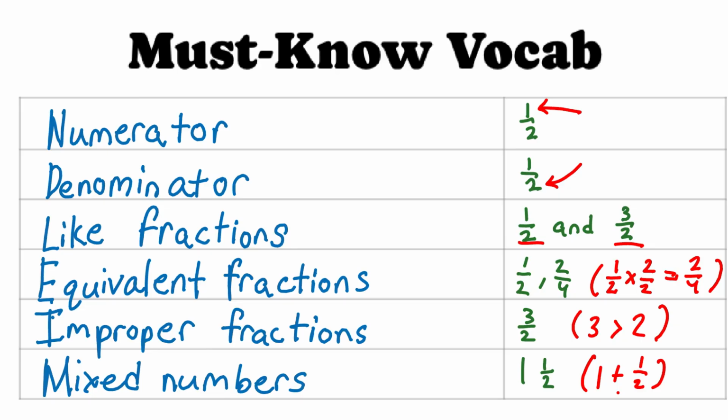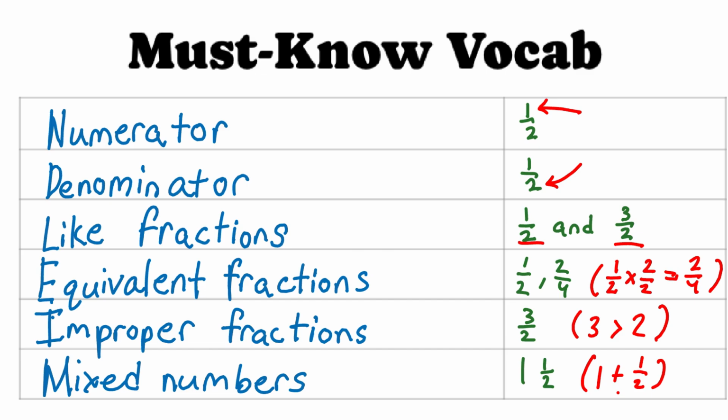Numerator and denominator. These are the top and bottom numbers of a fraction respectively. For 1/2, 1 would be the numerator while 2 would be the denominator. Like fractions. Like fractions are extremely important when we're talking about adding or subtracting fractions. Like fractions have the same bottom number or denominator. For example, 1/2 and 3/2 are like fractions.